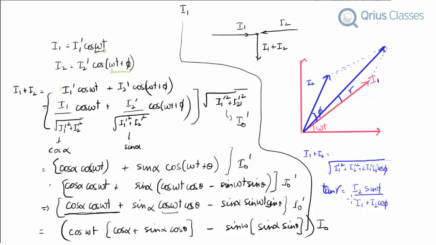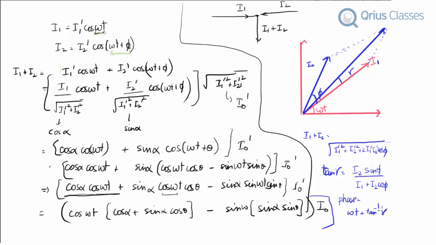That is to say, if I2 is 0, gamma would be 0. Yes, there will be no addition. And if phi is 0, then again gamma would be 0. So this is the correct notation. And the phase of our I1 plus I2 would be omega t plus tan inverse of gamma. This we can write as our phase, omega t plus tan inverse of gamma.